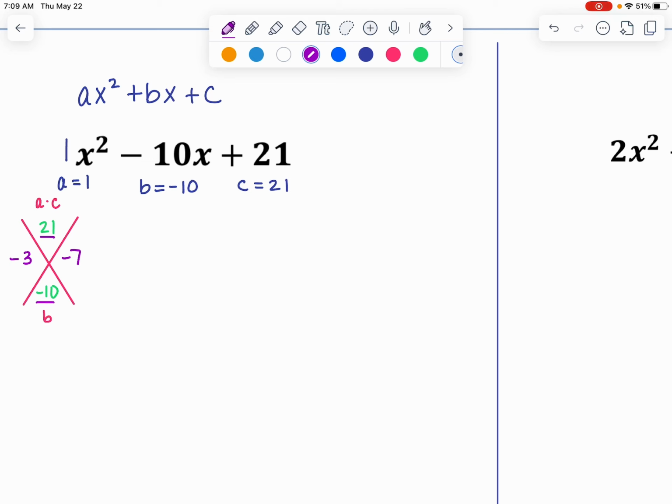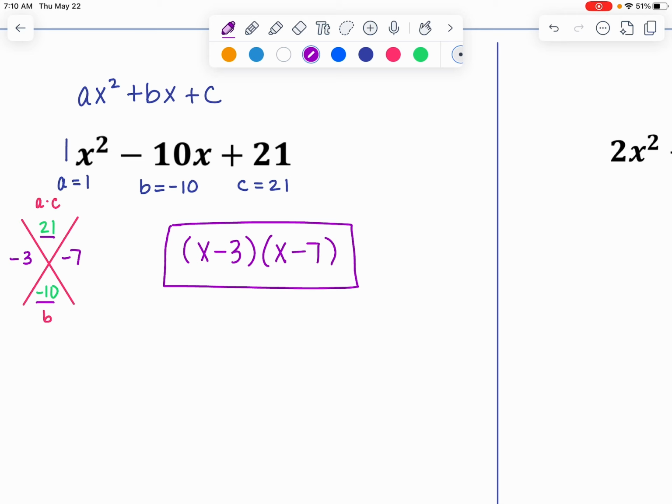That would multiply to positive 21, but add to negative 10. All right, so those are going to help us set up our factored form. I'm going to write the first factor with the negative 3, so we do x minus 3. And then the second factor with the minus 7, so x minus 7. And this is the factored form of the quadratic above.